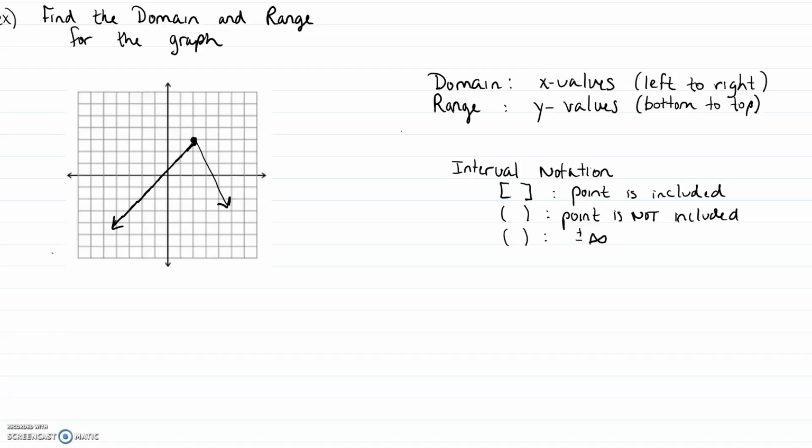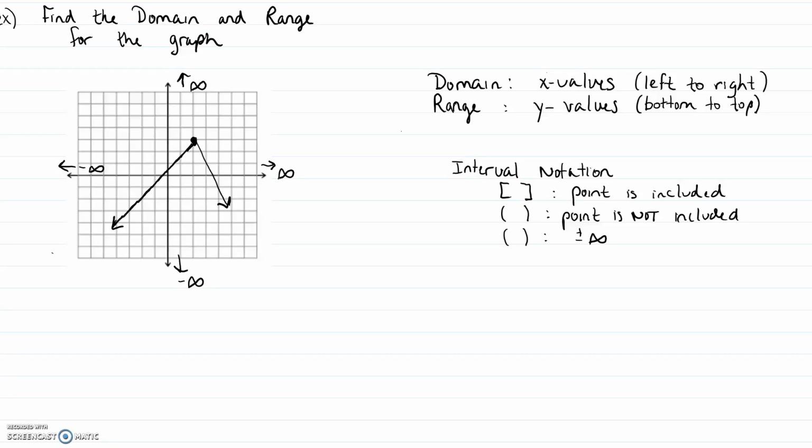So on our graph, just a quick note, if you're going up, you're going toward y equal positive infinity. If you're going down, you're going toward y equal negative infinity. If you're going toward the right, you're going toward x equal positive infinity. If you're moving left, that's going toward x equal negative infinity. So let's find our domain and range.